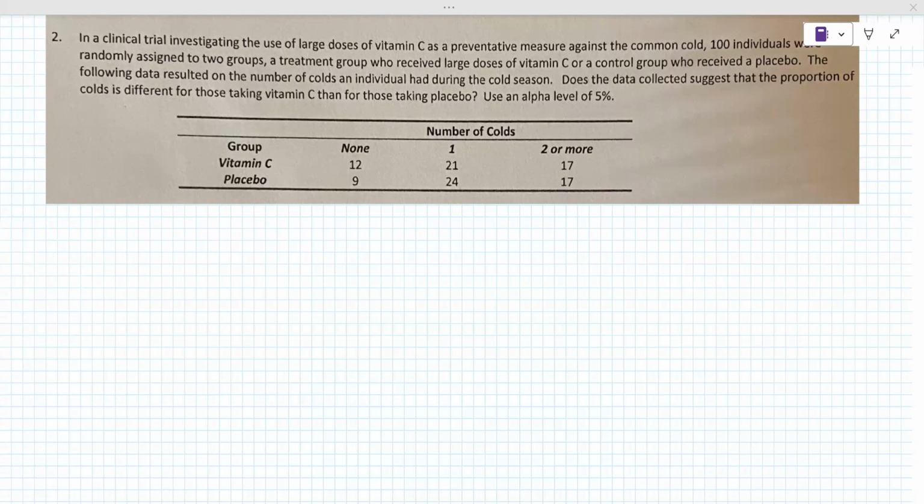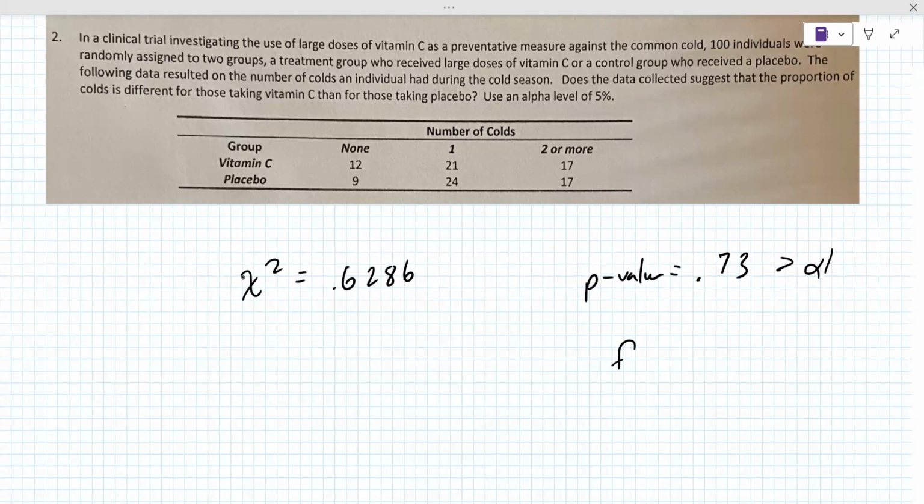There we go. Okay. Yeah, now I got it. I'm hearing success here. What'd you get for a chi-squared value on this one? I got 0.6286. Okay, and the p-value is probably fairly large then. Yeah, 0.73. Okay, so this time your p-value is greater than alpha, so you fail to reject.